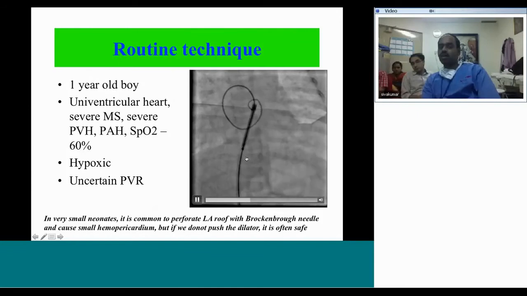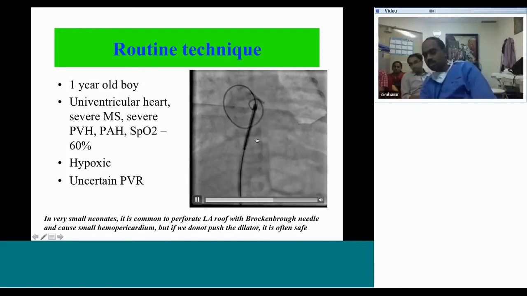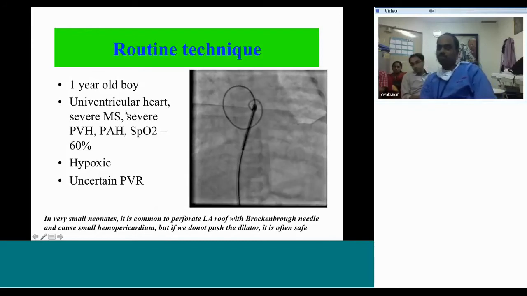So you do a transseptal puncture. After the transseptal puncture, put the guide wire into the left atrium and put a stent across. This is taken through a sheath. This is an example. This is a patient who is 1 year old, with univentricular heart, severe mitral stenosis, severe pulmonary venous hypertension and pulmonary arterial hypertension, with saturation of 60%.